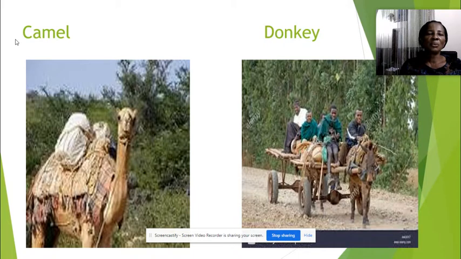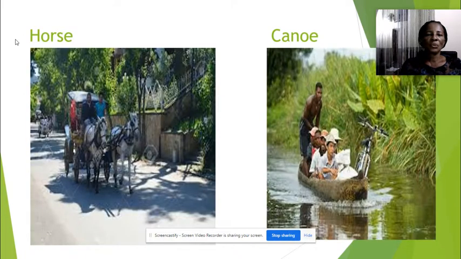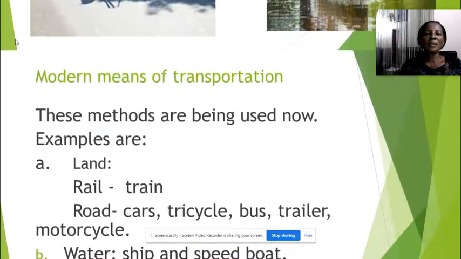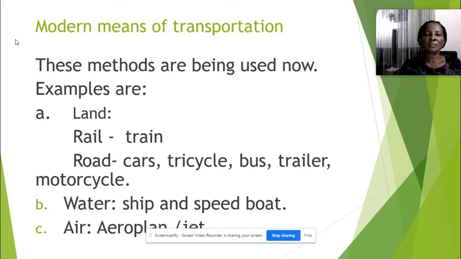From our picture here, you will see a camel that is laden with loads. You will also see donkey carrying people, possibly from their farm, because already they are tired and they cannot walk again. You will also see a horse carrying people. And by my right hand side, you will see a canoe ferrying people across to another part where they are going to. All this were used in the olden days.